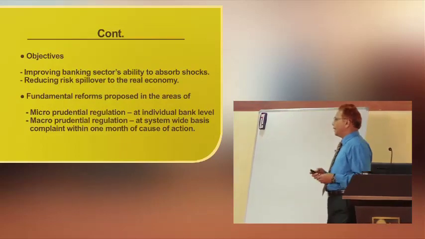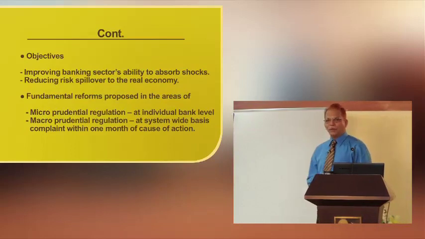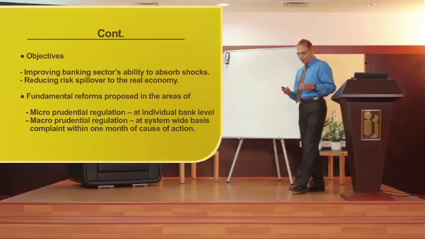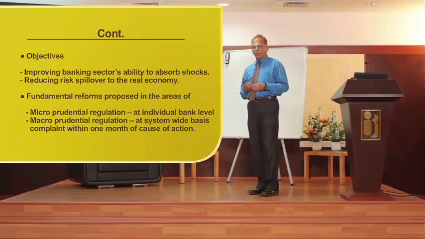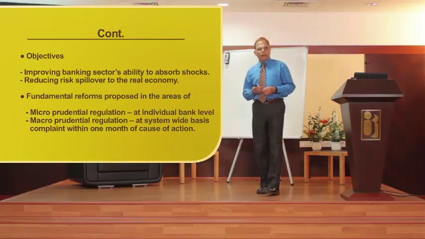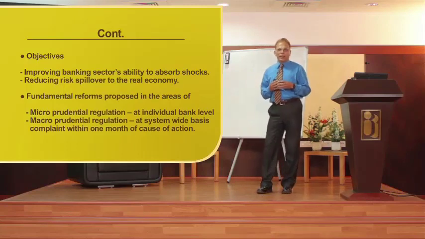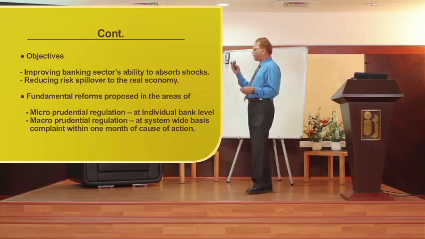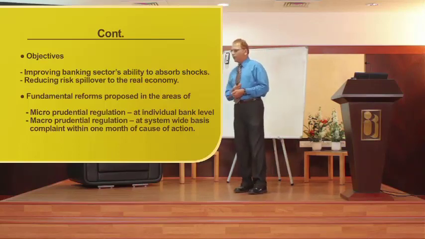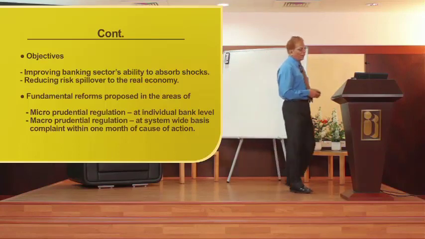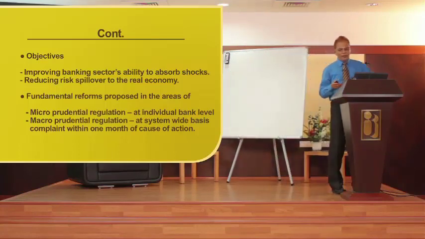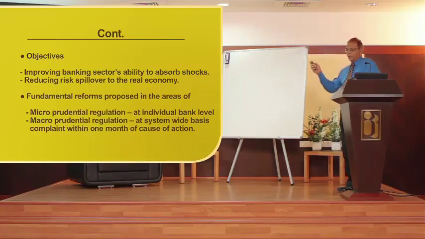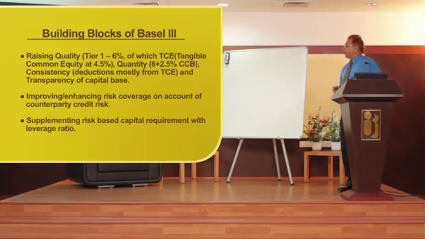The objective, again, is improving the banking sector's ability to absorb shocks, so that the risk of banking doesn't spill over to the real economy. That is what has been seen in the global crisis. Though it originally started as a banking crisis, it actually resulted in a global slowdown. So the reforms proposed were in the micro-prudential norms at the individual bank level, and system-wide macro-prudential regulation, basically by prescribing additional capital to the systemically important banks which pose higher systemic risk.